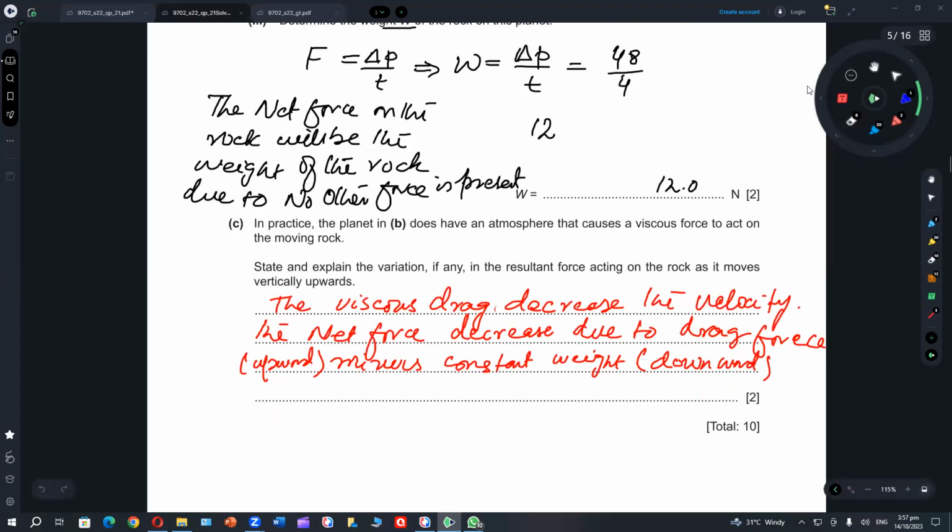Now, in practice, the planet in B does not have an atmosphere that causes a viscous force to act on the moving rock. State and explain the variation, if any, in the resultant force on the rock as it moves down. There is no viscous drag; if the viscous drag is there.